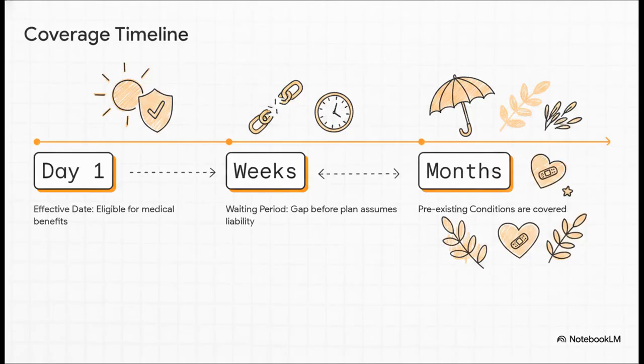But coverage isn't always a magic switch that flips instantly. Your timeline actually starts on the effective date. That is day 1 of your official eligibility. But wait, you might hit a waiting period. This is a specific gap between your effective date and when the plan actually assumes liability for certain services. We see this all the time with pre-existing conditions, which are simply any illnesses or injuries you already had before that effective date kicked in.